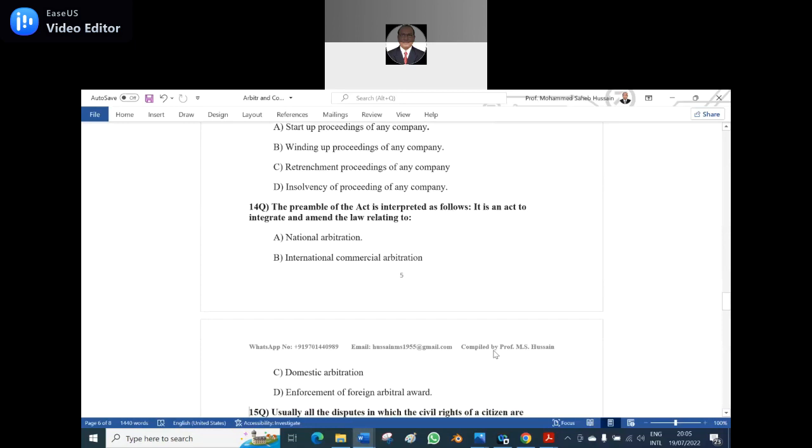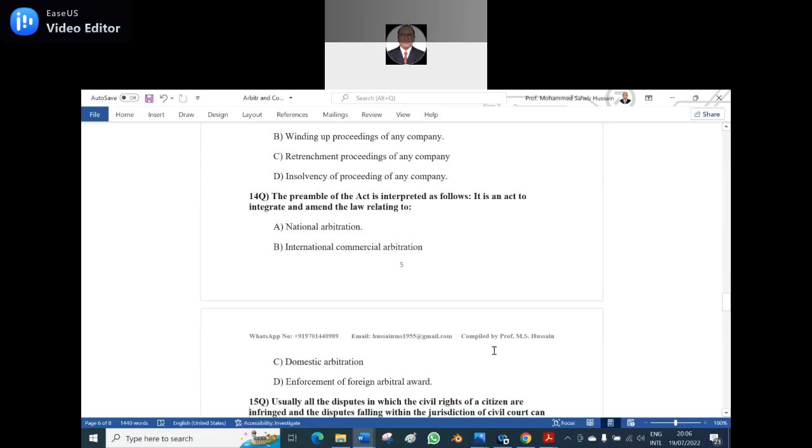Option A, sir. Option A is the right answer. That is the National Arbitration Act, to integrate and amend the law relating to arbitration only.